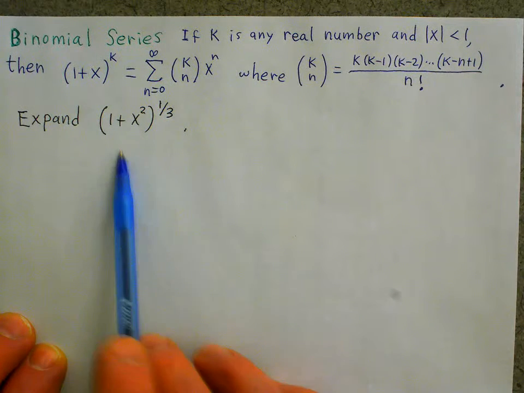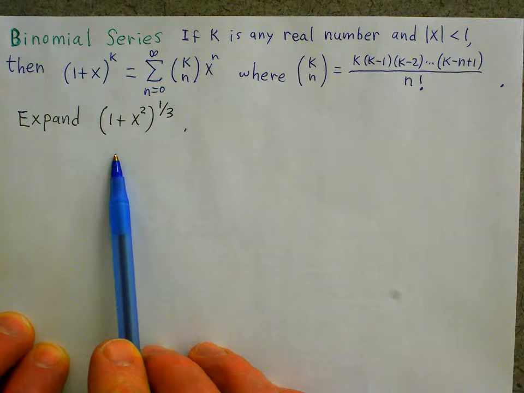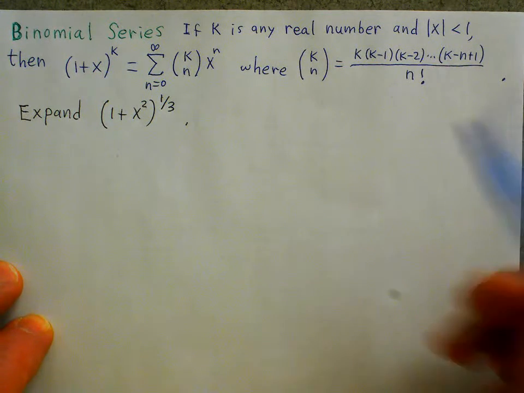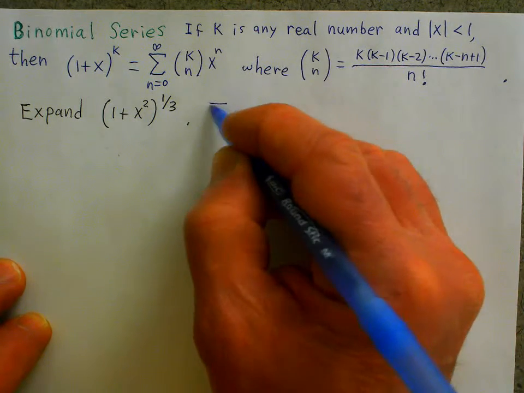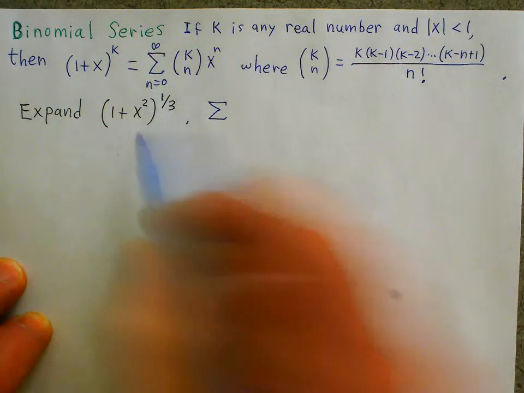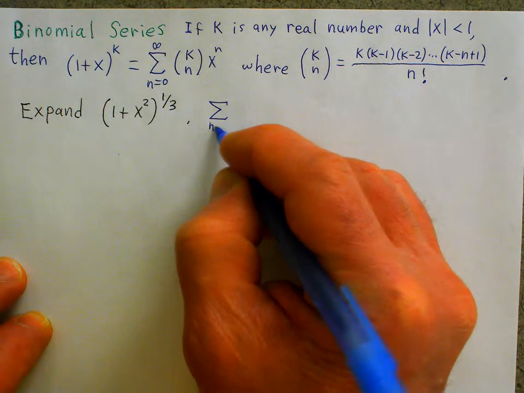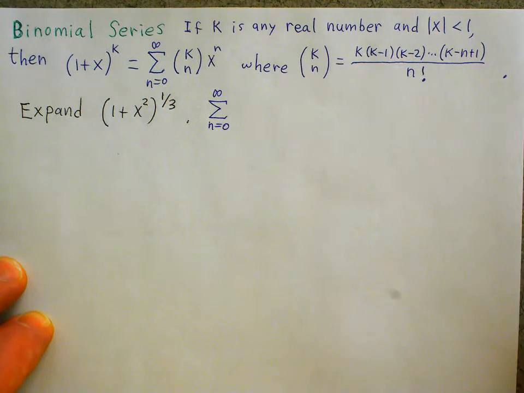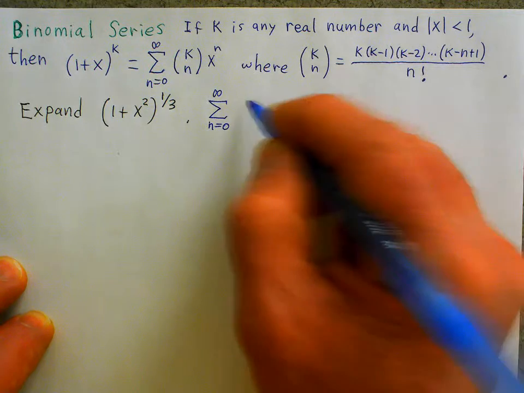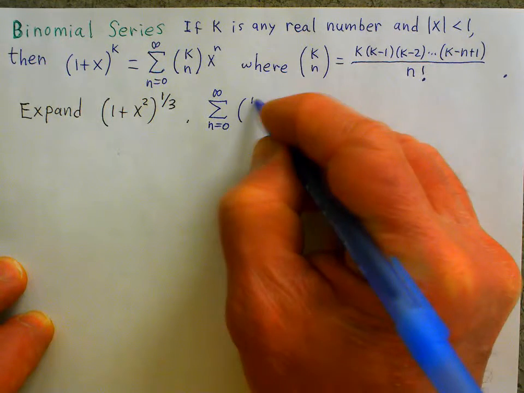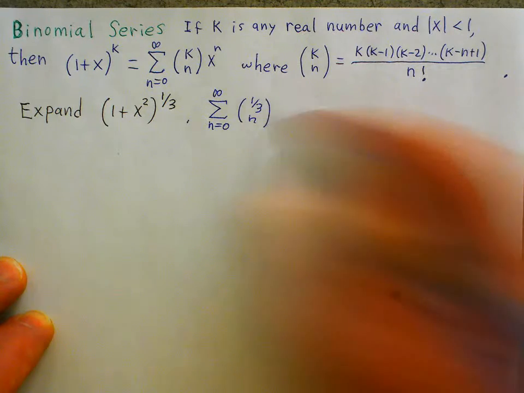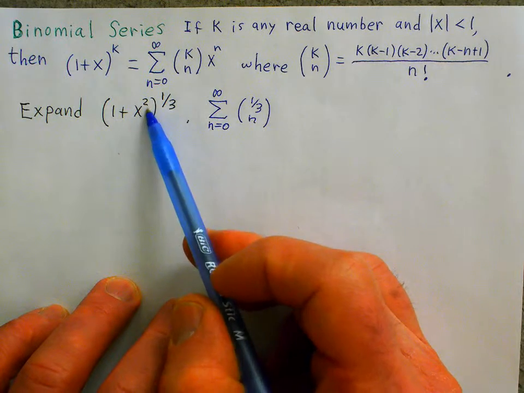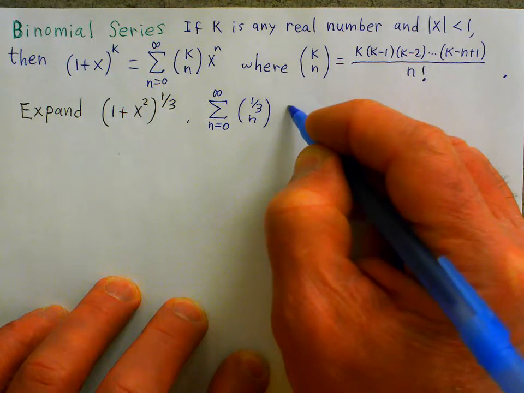So we'll apply that to this particular binomial raised to the 1/3. We can write the sigma notation right off the bat, but we'll actually write out the terms here in a minute. So the sum from n equals 0 to infinity, the value of k is 1/3, 1/3 choose n, and we're going to have x squared to the n, or we can just write x to the 2n.